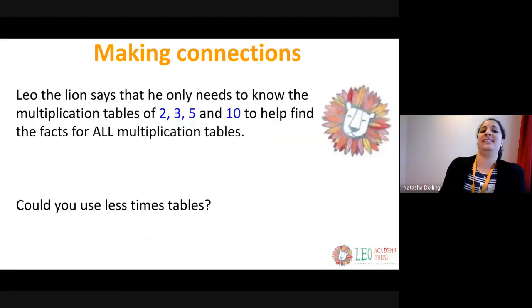And then what about this? Leo the Lion, or whoever you want, says that he only needs to know the multiplication tables of 2, 3, 5, and 10 to help find facts for all the multiplication tables. Is that correct? Is that incorrect? Can you use less times tables? So what is the minimum number of times table facts that you need to know in order to work out all of them?